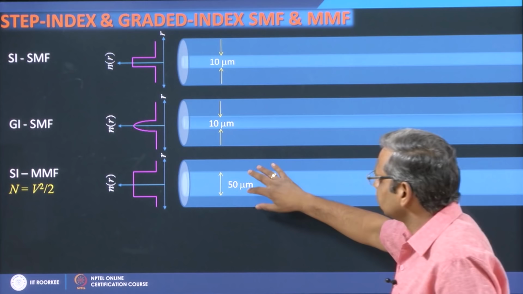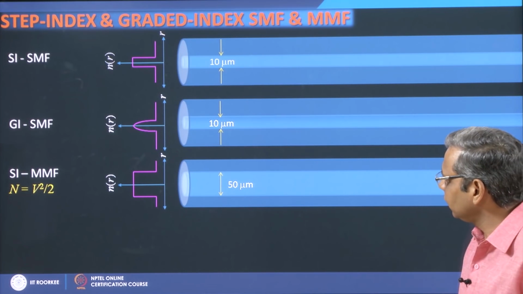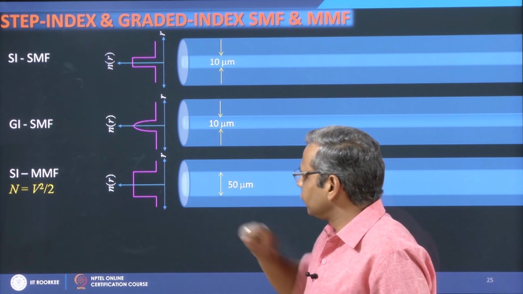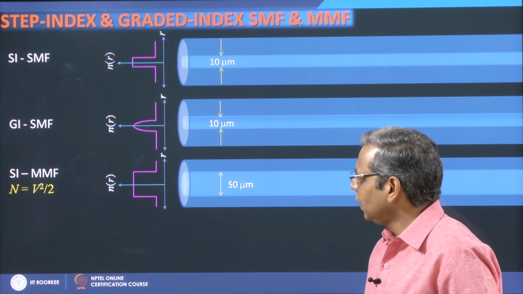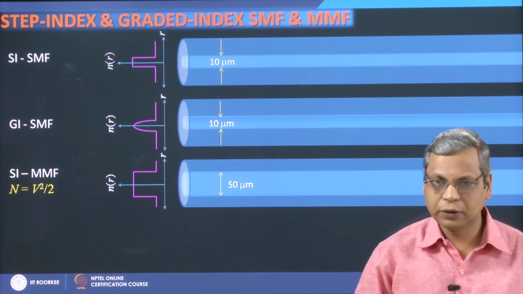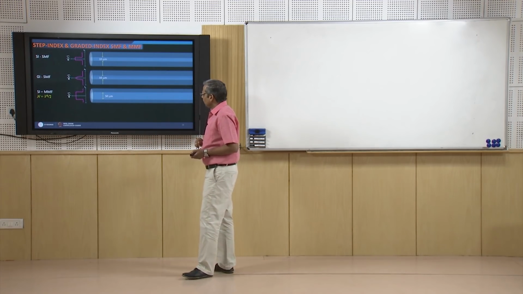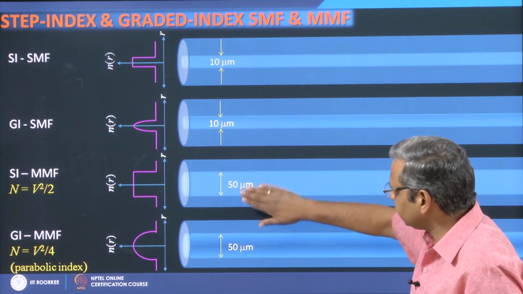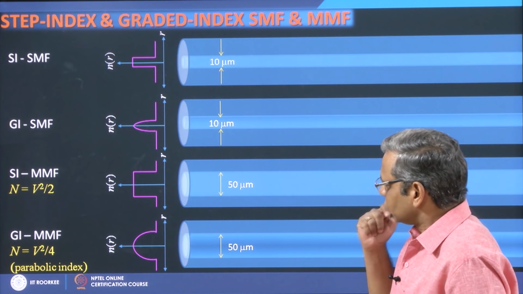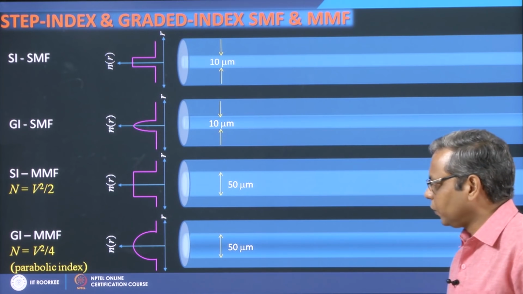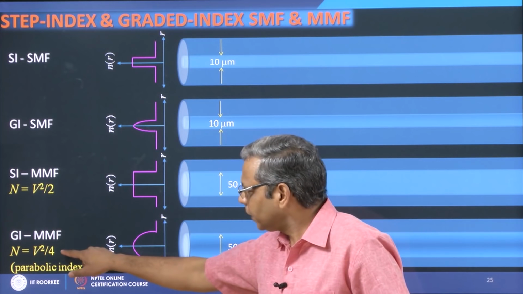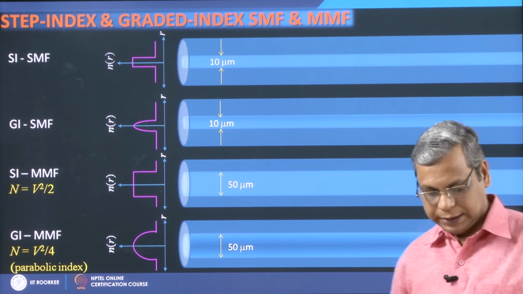If you have core dimensions of the order of 50 micron, core diameter typically 50 micron, and the refractive index in the core and in the cladding is uniform, then it is a step index multimode fiber, and the number of modes supported by this fiber can be estimated by V square by 2, where V is the normalized frequency. In such a situation, you can also have a refractive index variation in the core, something like this. So this is then called a graded index multimode fiber, and if this variation is parabolic, then the number of modes can be approximated by V square by 4 in such a fiber.